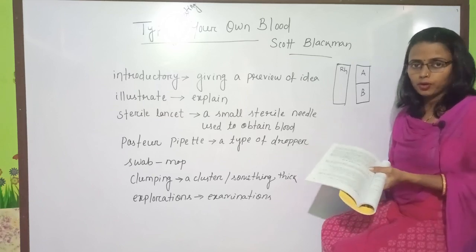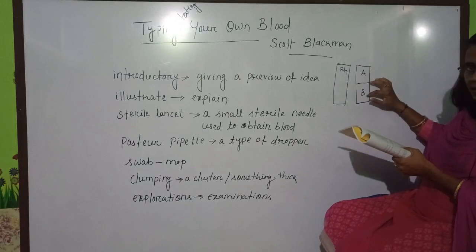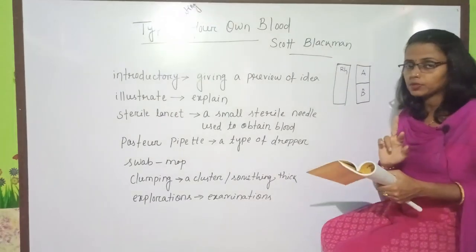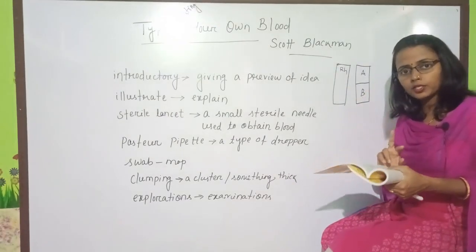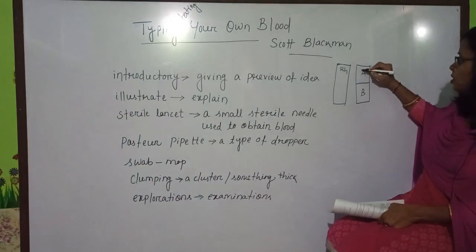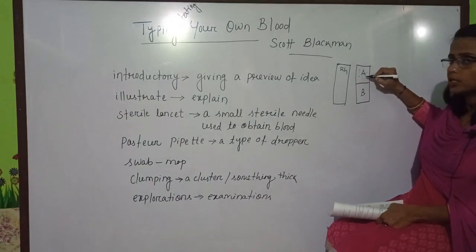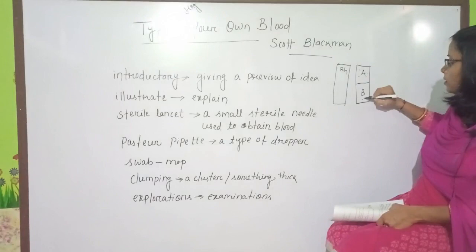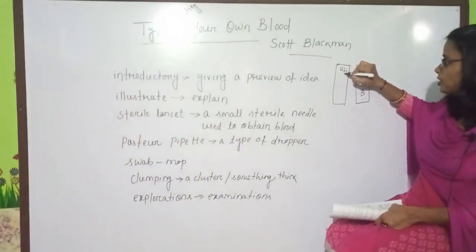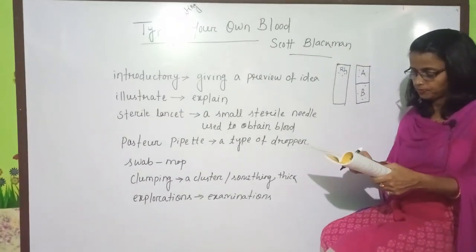Okay. So here what you have to do? We have labeled it A and B. So we have taken 3 types of serum, anti-A, anti-B and anti-RH serum. So we have to put few drops of anti-A serum on the slide A, B on this side, and RH on this side.